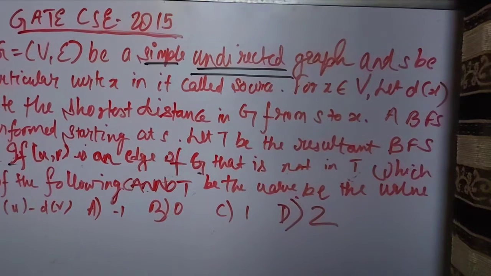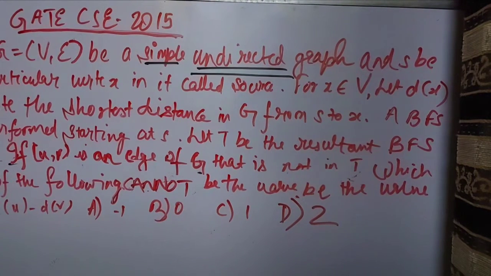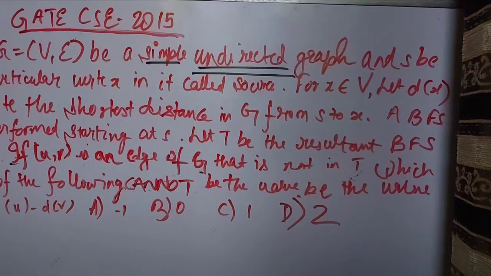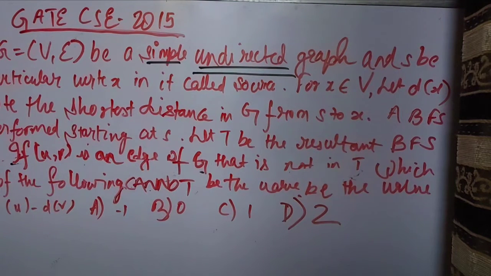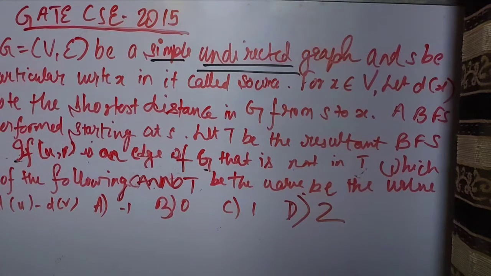And S is a particular vertex in our graph, which is called the source. For x belongs to V, let dx denote the shortest distance in G from S to x. Dx here denotes the shortest distance from S to x in our graph. A BFS is performed starting at S. BFS is carried out starting at the source vertex S. Let T be the resultant BFS tree. Here it is given that T is the resultant BFS tree.